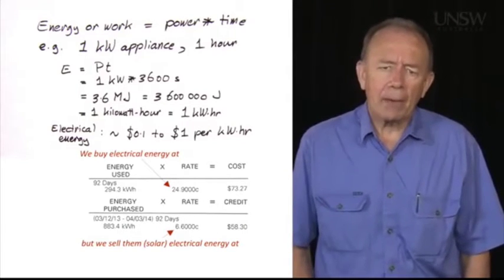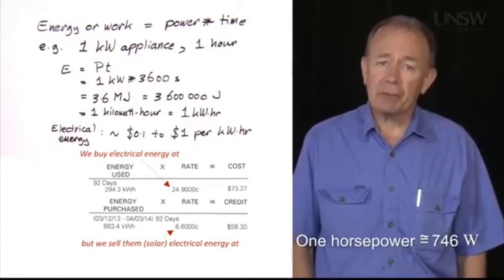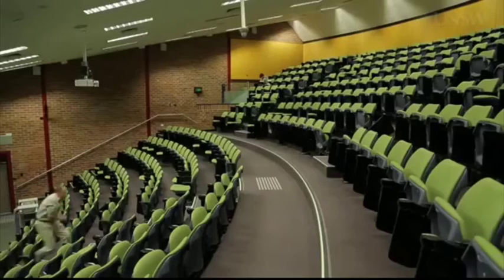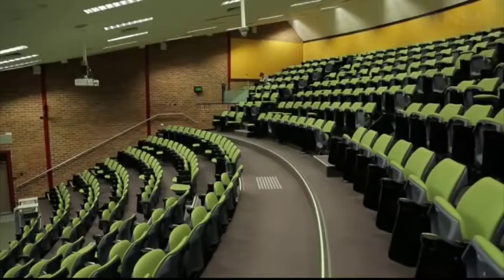A unit for power used in the USA is the horsepower, which is 746 watts. This may not seem much for a horse, given that I was producing 700 watts here. The difference is that a horse can provide this power all day. For a human, over a whole day, even 100 watts is a pretty large value.